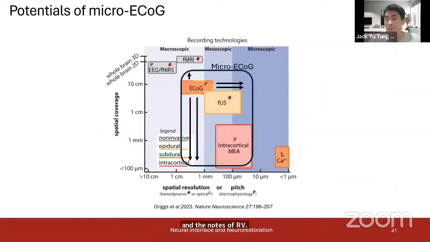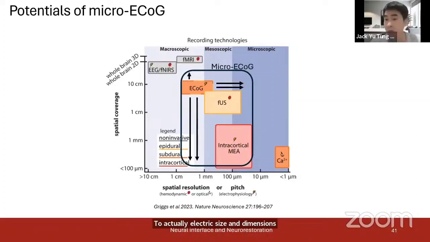So micro-ECoG arrays therefore have the potential to extend the spatial resolution to achieve essentially the same kind of spatial resolution as intracortical arrays, with the added advantage of being able to scale up to cover potentially a large area of the cortex, at which point the wiring and data transfer rate probably become more of a problem than the actual electrode size and dimensions.